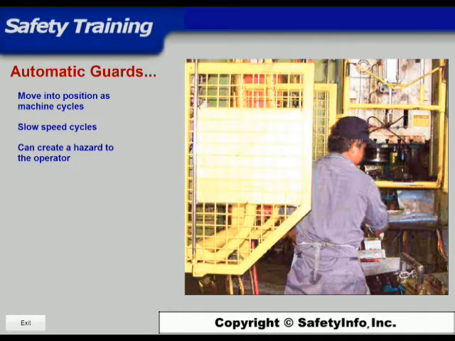Automatic guards are designed to move into position as the machine or operational cycle is started. Since these type guards move, they are only suitable for slow machine cycles. Otherwise, the guard movement and speed could create a hazard to the equipment operator.